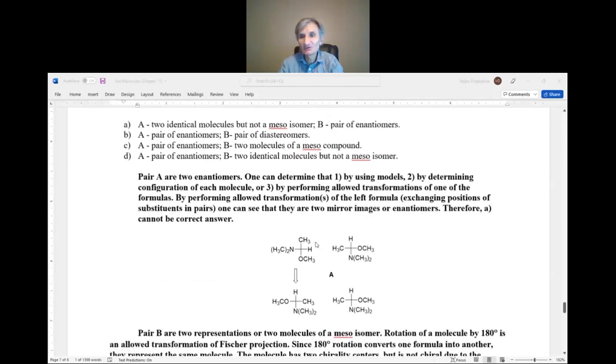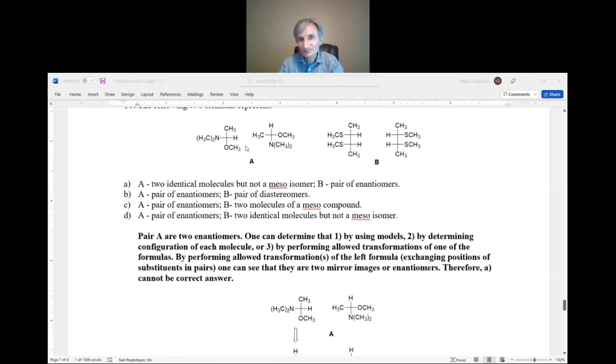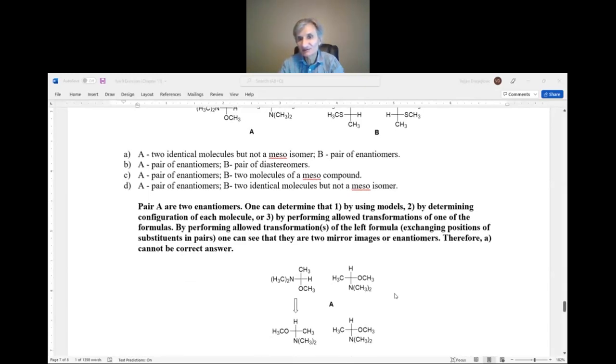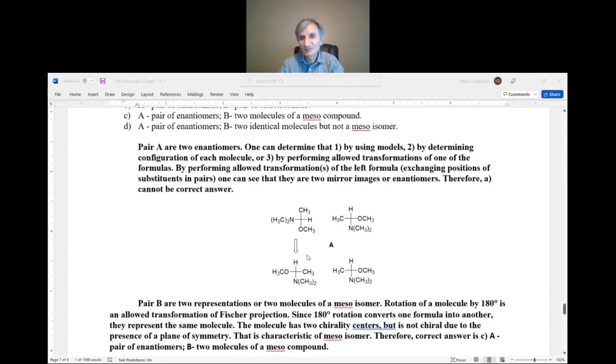And the third possibility is shown here. You carry out allowed transformations of a formula. So you keep one formula where it is, the one on the right. But on the left, we are going to flip substituents. In the formula on the right, hydrogen is on the top. So you flip hydrogen and methyl to keep hydrogen on the top. But to keep it the same enantiomer, you have to flip the other 2. Remember, that's an allowed transformation. You can flip the position of any 2 substituents as long as at the same time you flip the other 2. And so you flip hydrogen and methyl, but you have to flip nitrogen and oxygen.